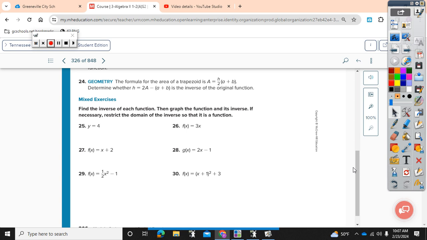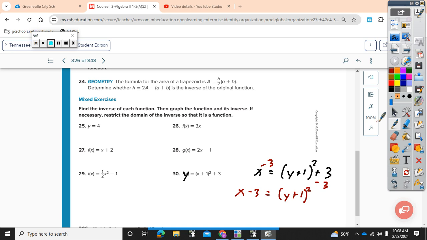Jumping down to number 26 through 30. Still the same stuff. I actually don't see anything different here. I can work number 30. I guess it looks like your most difficult one. So I'm going to say x equals (y plus 1) squared plus 3. On this one, I'm going to have to subtract 3 first to get the parentheses by themselves. So I'll have x minus 3 equals (y plus 1) squared.